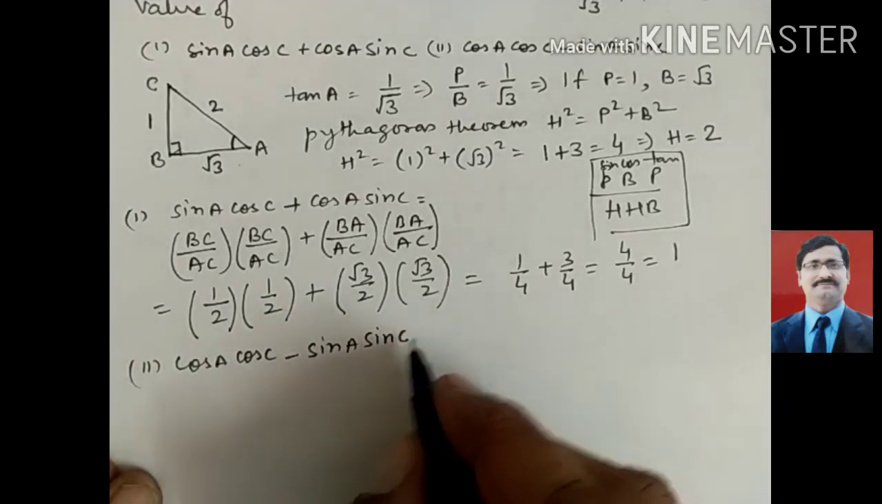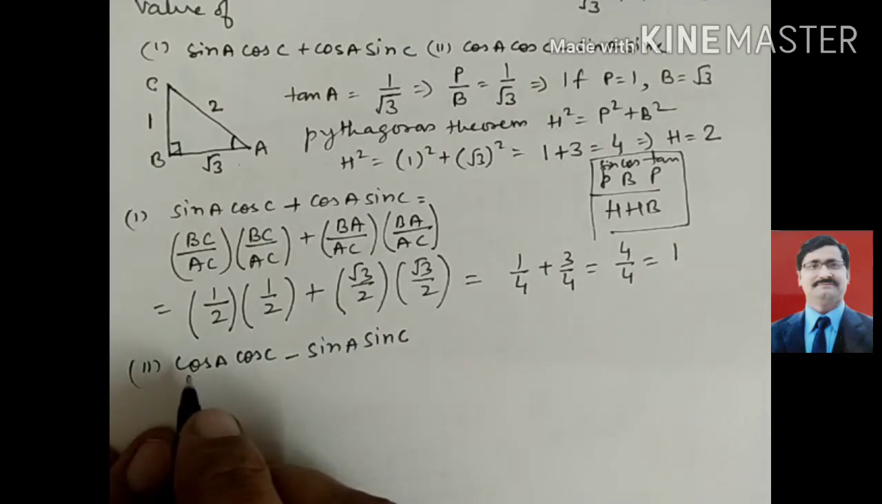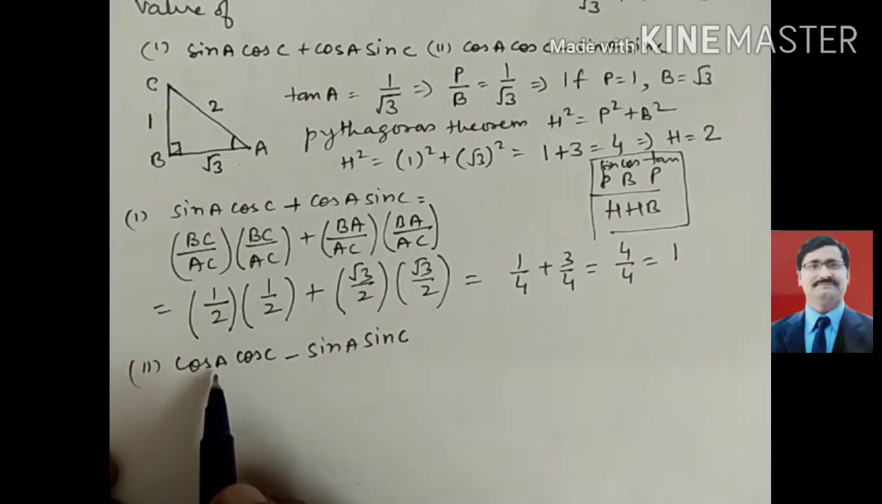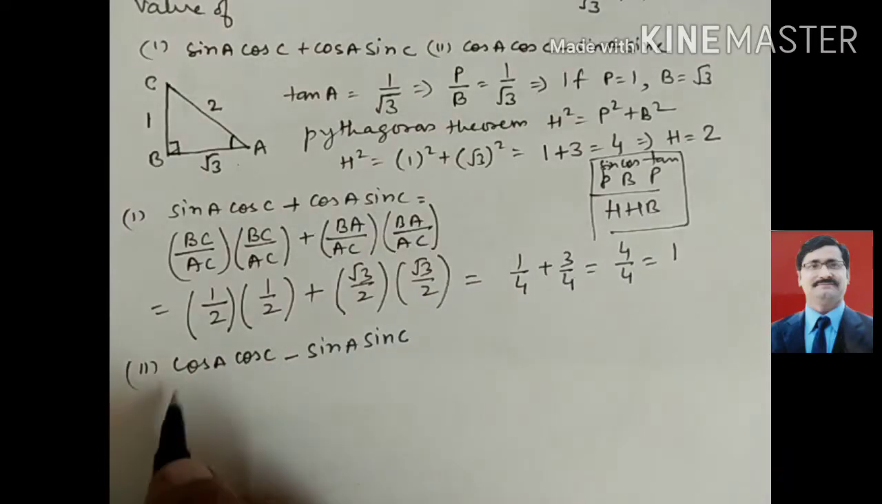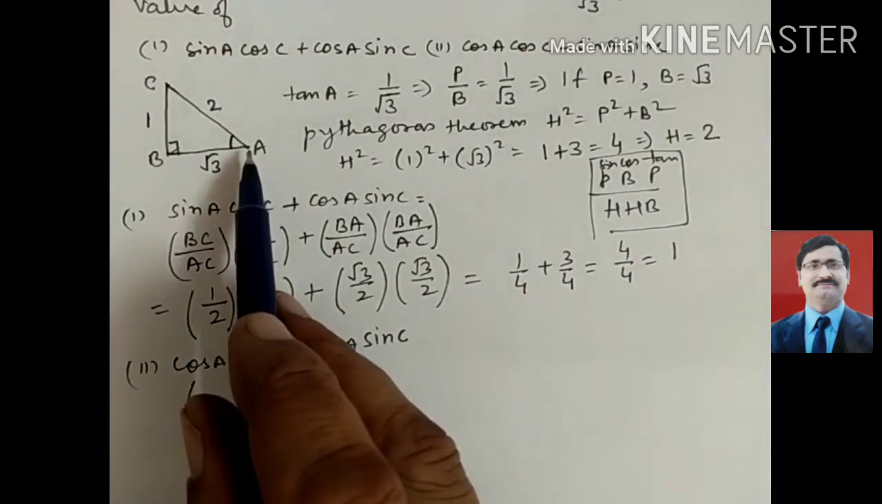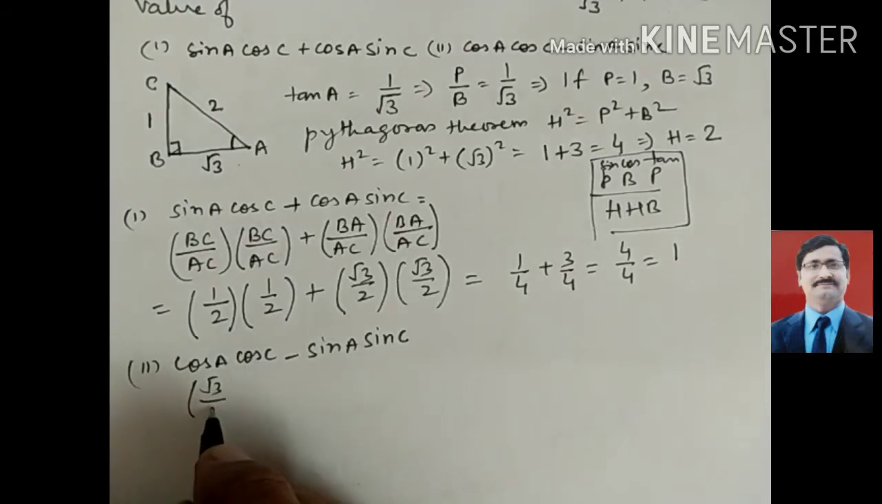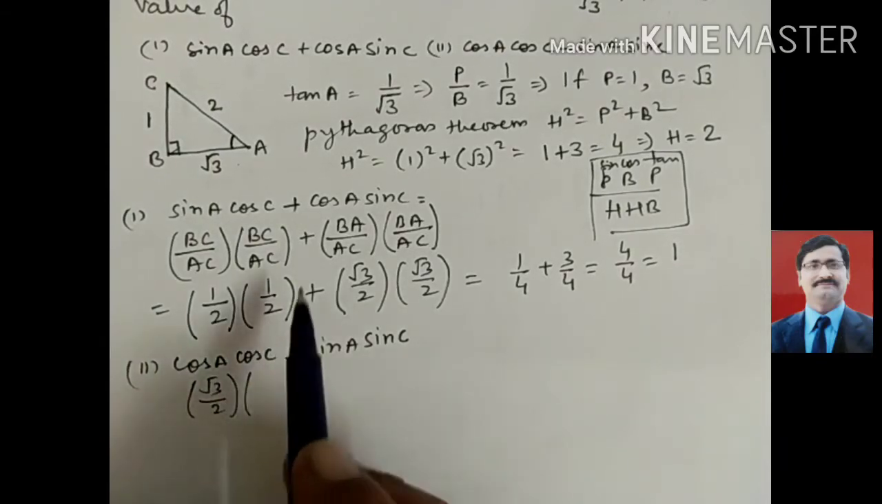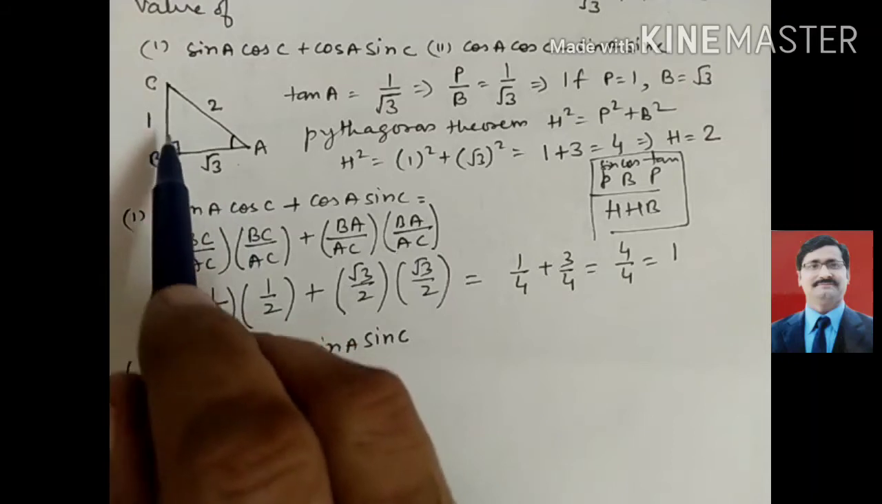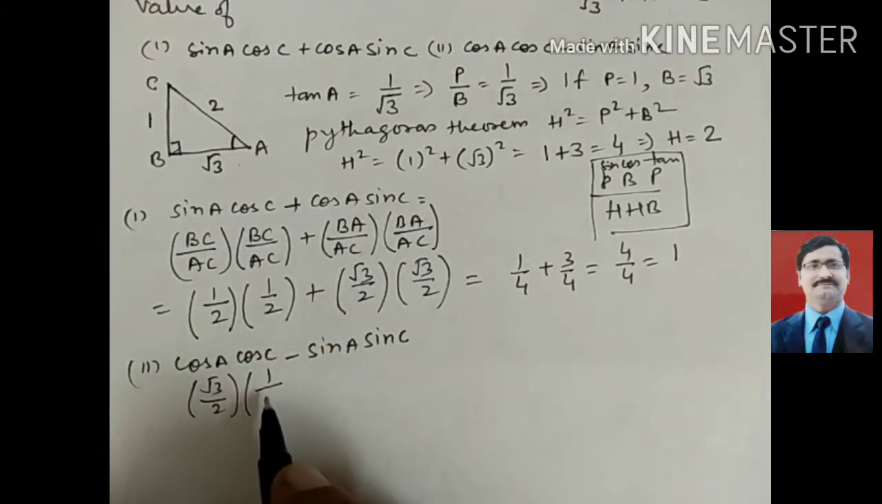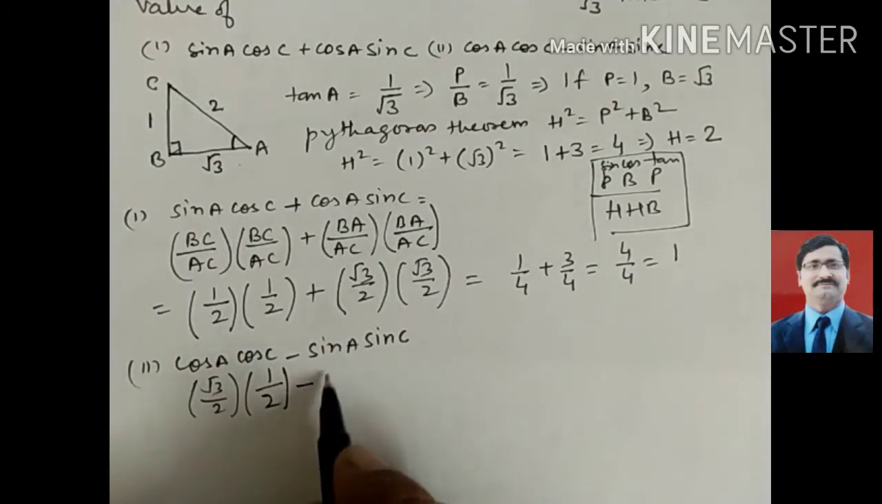Second question is cos A cos C minus sin A sin C. That is equal to, you can write here, cos A. For cos, the formula is base upon hypotenuse. For angle A, base is root 3 and hypotenuse is 2. For angle C, base is 1 and hypotenuse is 2.